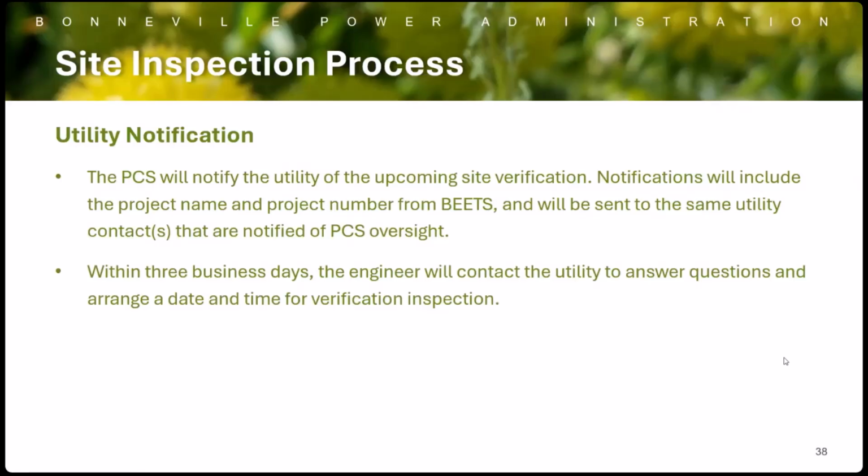So for the site inspection, the PCS, formerly your COTR, will send a notification to the utility by email. You'll have the information from BEAT, and it'll be sent to the same contact that the oversight notifications go to. So the automated notifications from BEAT on oversight, the PCS will be sending the notification to that. Then within 3 business days or very shortly after that, the engineer will contact you to arrange the date and time for verification. The engineer will typically be your customer service engineer, but if they're not available or we need to send somebody else, the engineer assigned will be contacting you.